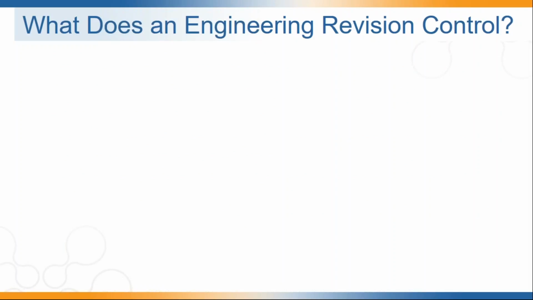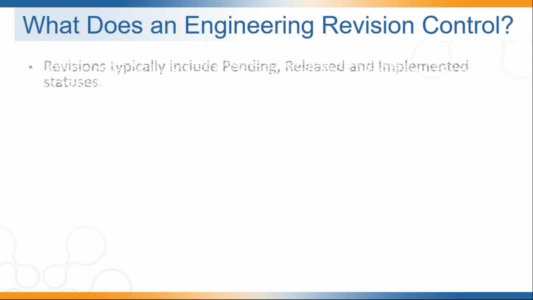So what exactly does an engineering revision control? Well, it certainly controls the status of the revision itself. The status is typically one of three: a pending status, a release status, or an implemented status.